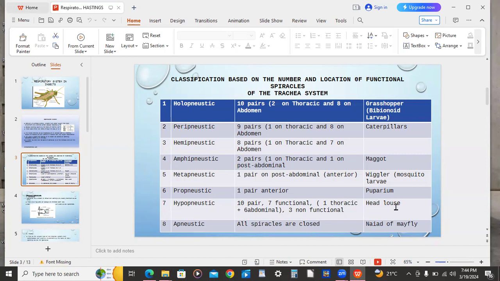Okay, the eighth one is the apneustic. In this, all spiracles are closed. The example of such an insect is the nymph of the mayfly.